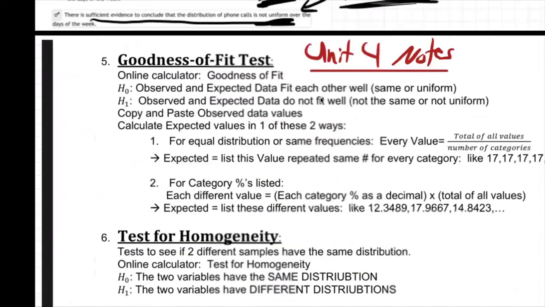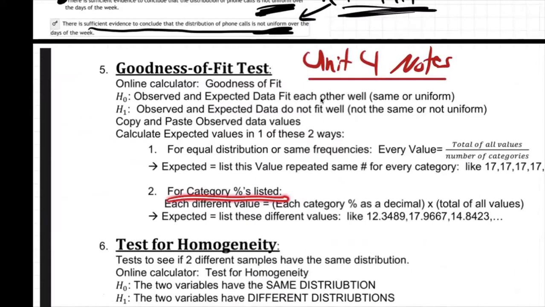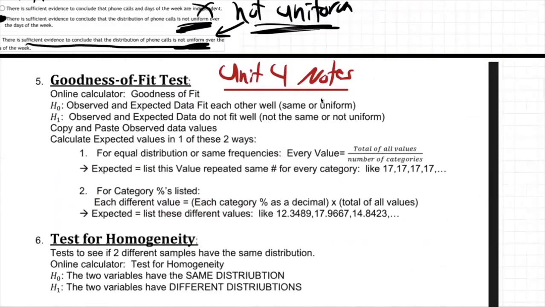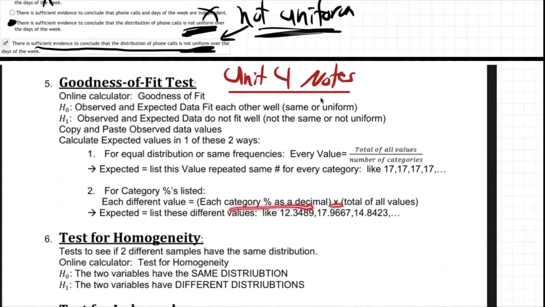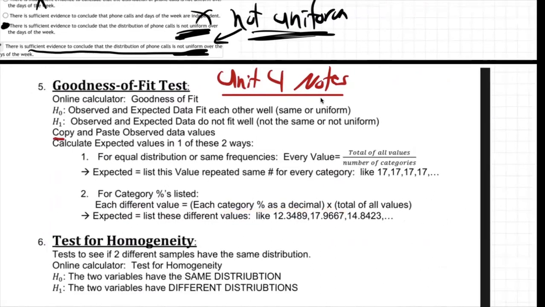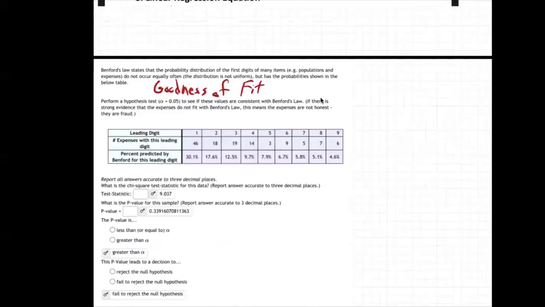It says, down here for category percentage, what do you do? Each different value, each category percentage as a decimal multiplied. Oh, wait, sorry, up here first. I should have said, copy and paste observed data values. So that's first. What calculator do we go to? We're going to go to the goodness of fit calculator. I'm kind of skipping some stuff here.